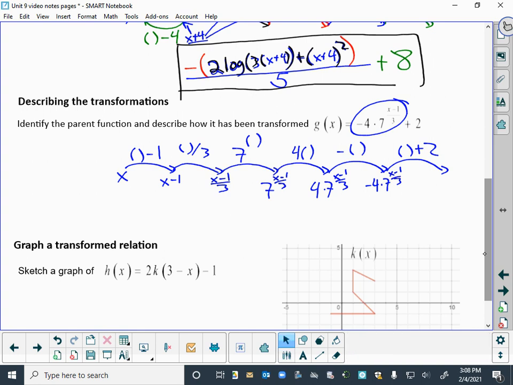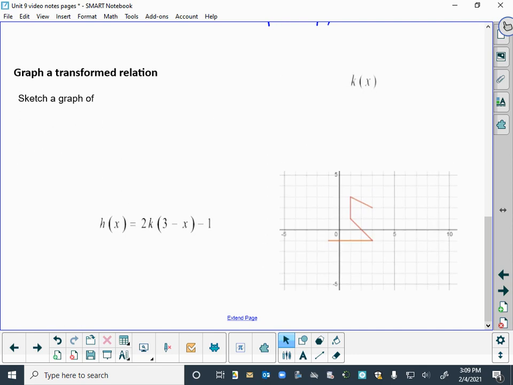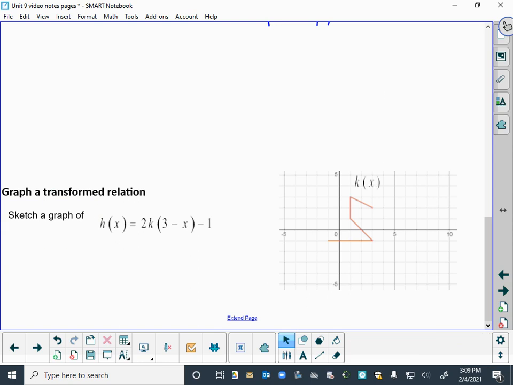Okay. Now, if I look at the arrows that I have here, I've got adding, subtracting, sign change, multiplication, division. All of those things are transformations. This, however, 7 to the power is not a transformation. So my parent function here is 7 to the x. That's all right that the parent function is f of x equals 7 to the x. And now I need to describe some transformations, which means I'm going to need more space than I left for myself here. Okay. I'll move all of this stuff down a little bit.